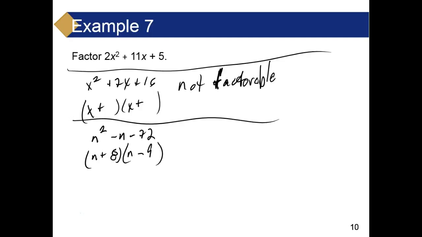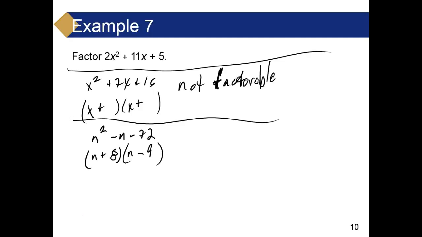And guess what I always do, or try to do always? Check it. Let's do our FOIL. N times n, n squared, negative 9n plus 8n is negative n, and then minus 72. Perfect. The reason I say that: if you had guessed wrong and put the signs in the wrong place, when you checked it, you would have the wrong sign for this.